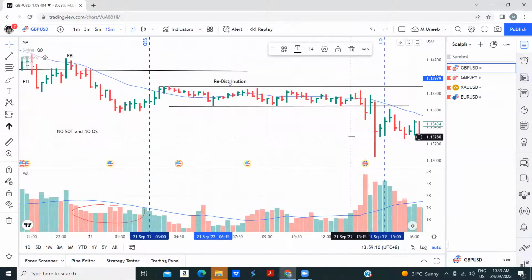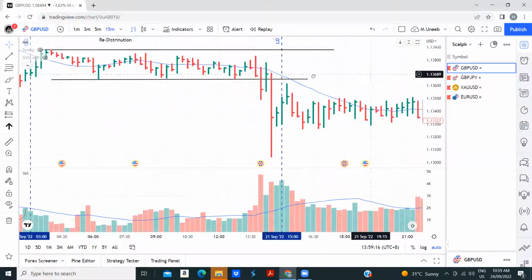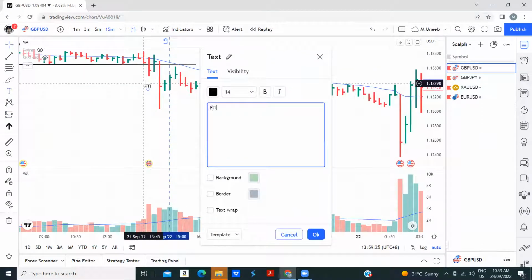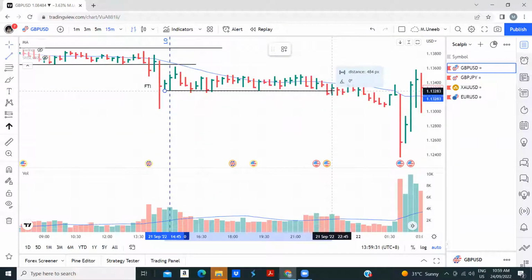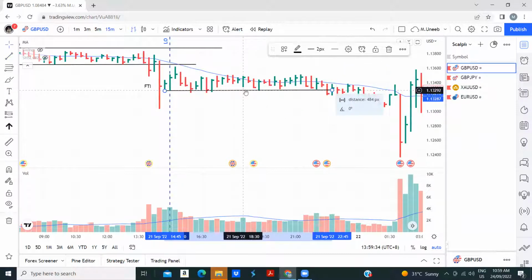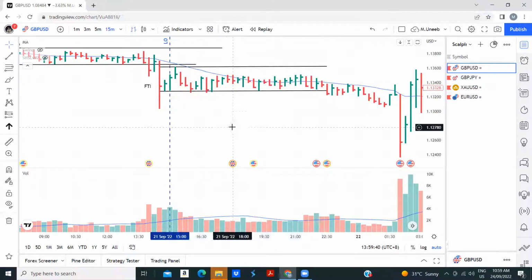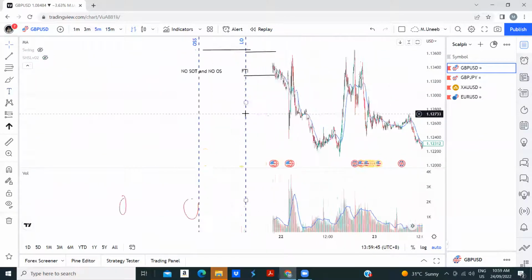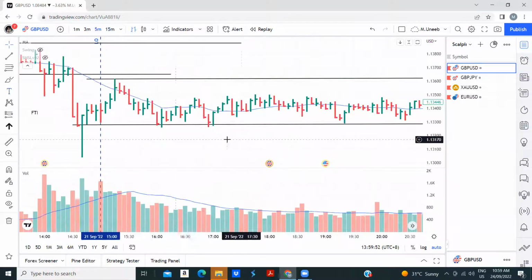Got it? And now, before London Open, what do we have? Redistribution, and then what do we have here? Can you tell me? FTI. Am I right? Okay. After FTI, I told you what will happen. The price will redistribute. So you go back to the 3-minute time frame, 5-minute time frame, maybe adjust. This one here, redistribute here. Now the London opens right over here.